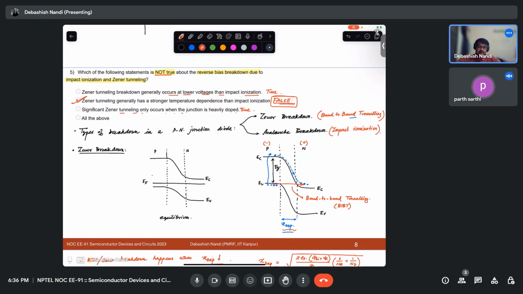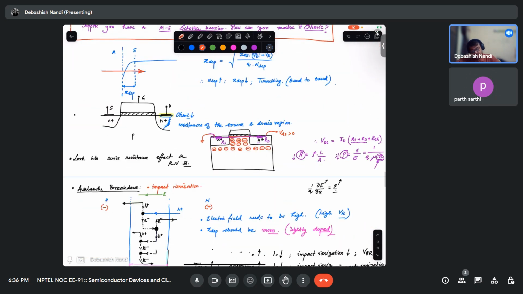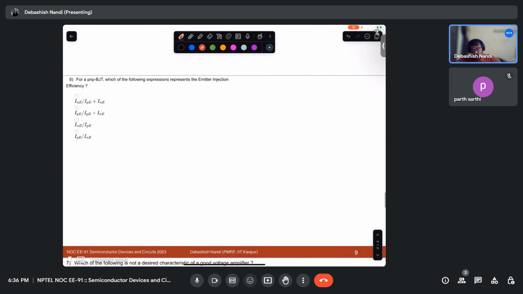Okay. So let's move on to the next problem. This part I have discussed in an earlier lecture, but again for review, let me just tell this. For a PNP BJT, which of the following expressions gives the emitter injection efficiency? So let me draw a PNP transistor, PNP BJT. So these will be the depletion regions.